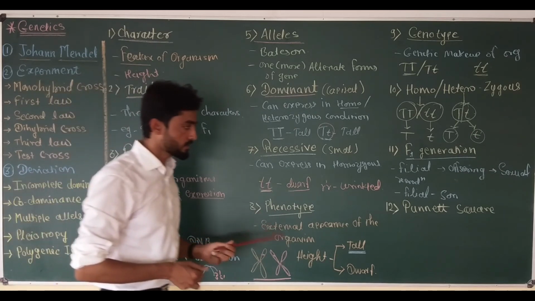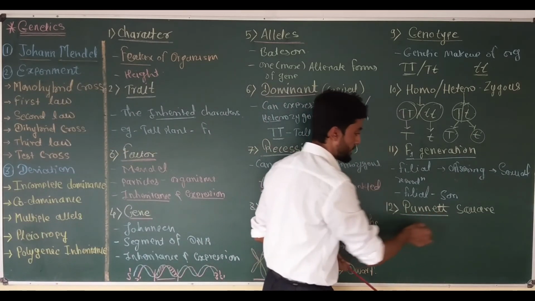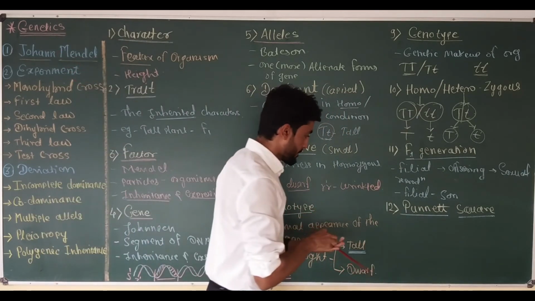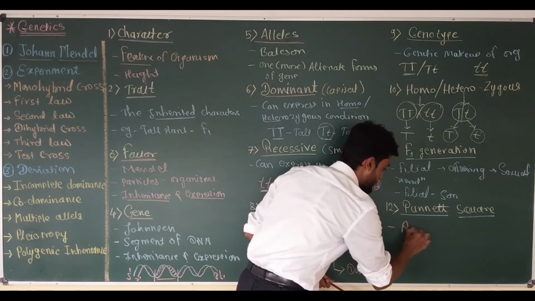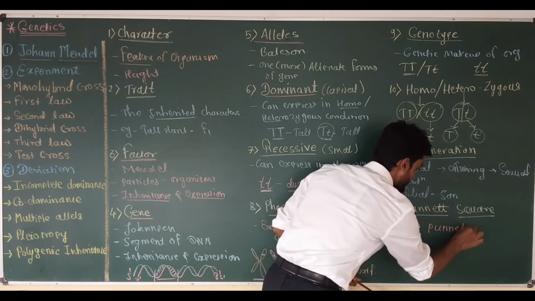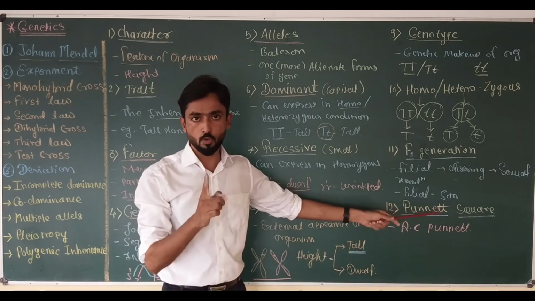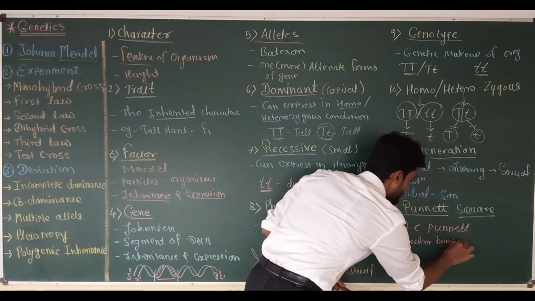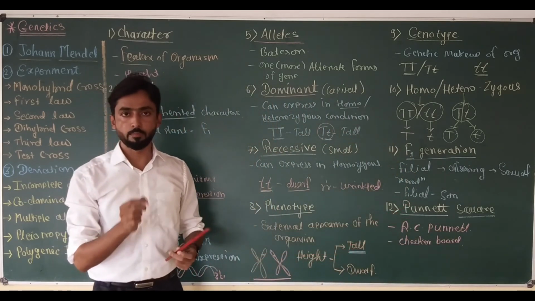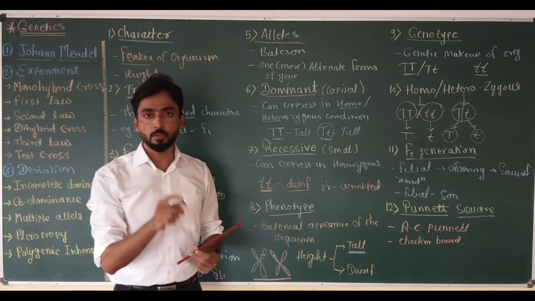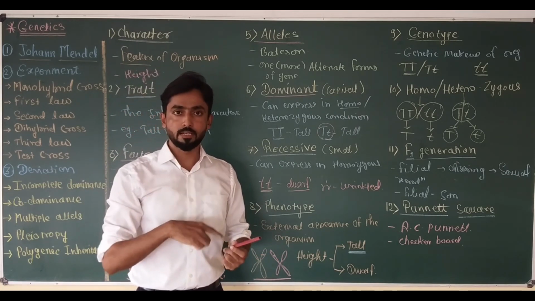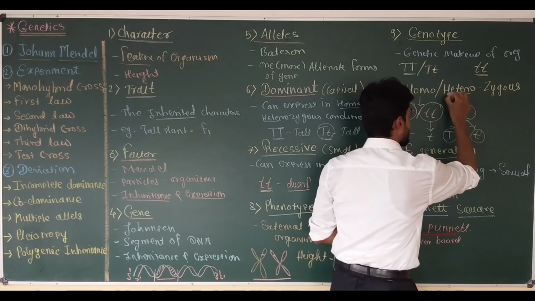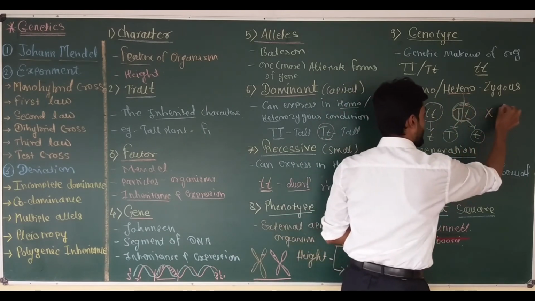Now the next and last term which is used in genetics frequently is the Punnett square. What is a Punnett square? It is a type of diagram which was discovered by R.C. Punnett. This scientist developed this Punnett square, also called a checkerboard, and this type of diagram is used to determine all the possible genotypes and phenotypes present in any cross. For example, if we cross one heterozygous plant capital T small t with another plant capital T small t.